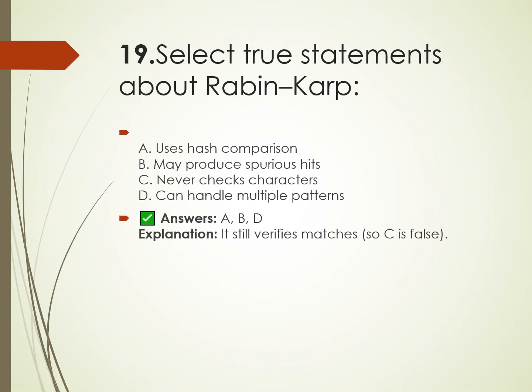Select true statements about Rabin-Karp. A. Uses hash comparison. B. May produce spurious hits. C. Never checks characters. D. Can handle multiple patterns. Correct answer is A, B, and D.